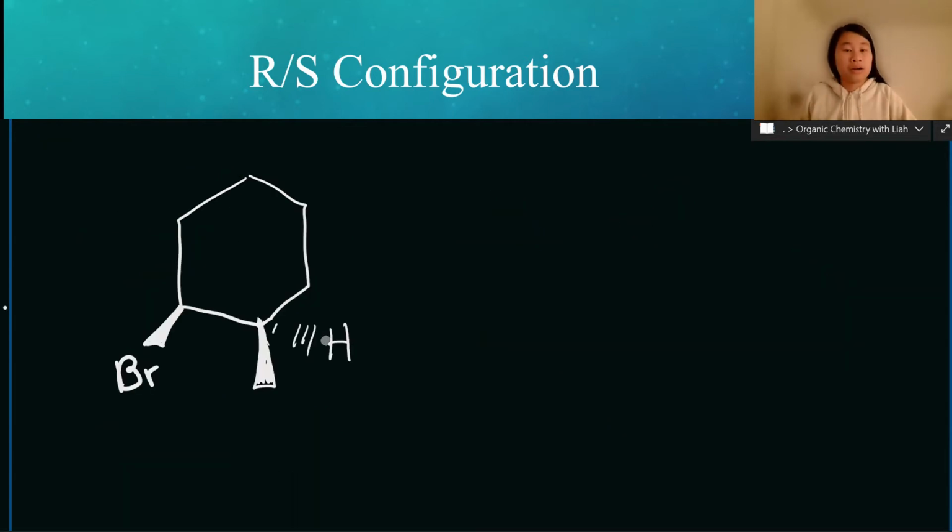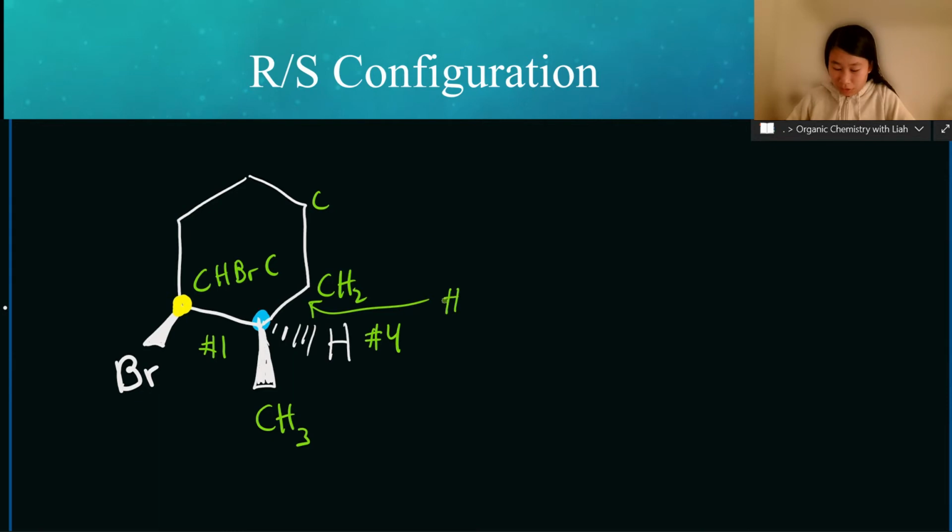Let us find the R and S configuration of the chiral centers for a cyclic molecule. We have 2 chiral centers. We have one in yellow here, and we have another one in blue. So let's find the chiral center in blue first. The one in blue, well, we know that priority number 4 is going to be the hydrogen. Priority number 1 is going to be to the left. Going towards the right, we're going to have priority number 2, because then we compare 2 H's and a carbon with 3 H's. And then finally this is going to be number 3 for this methyl group right here.